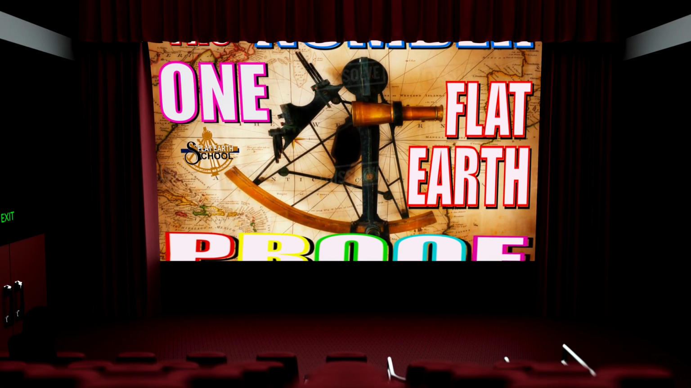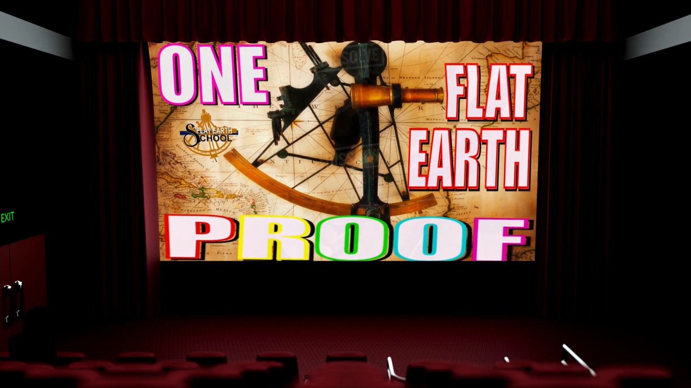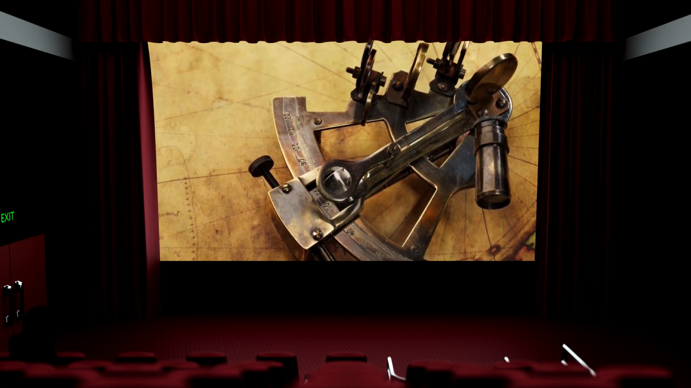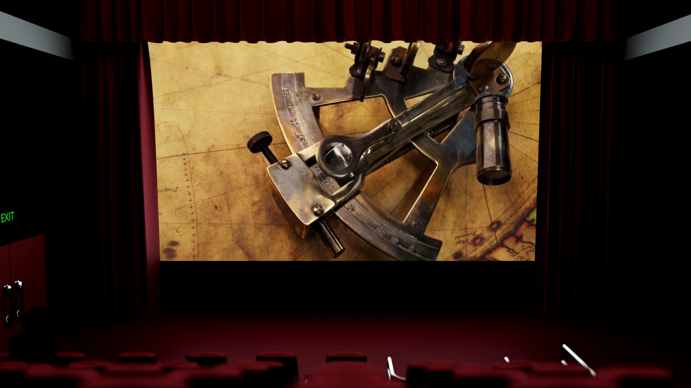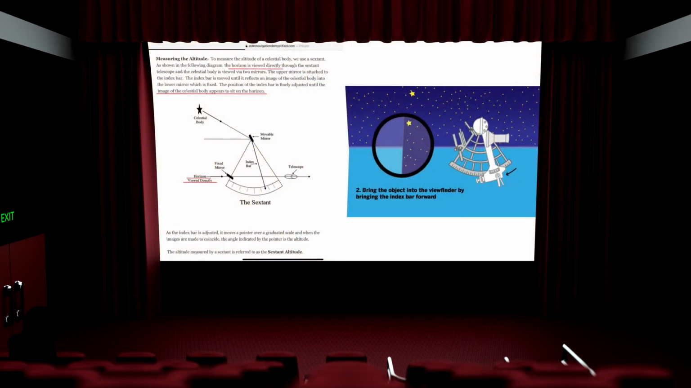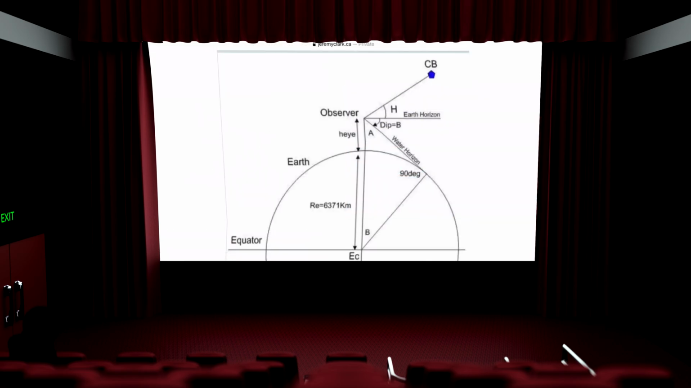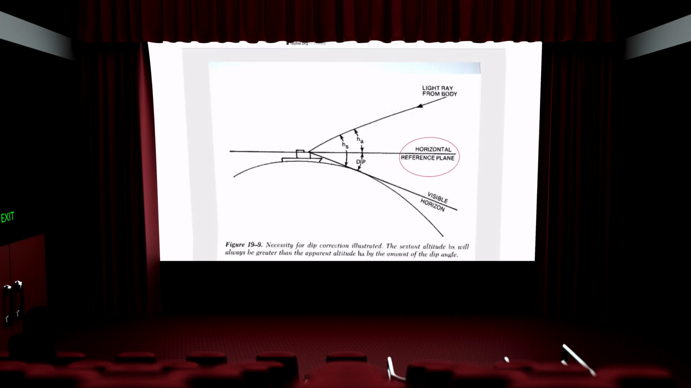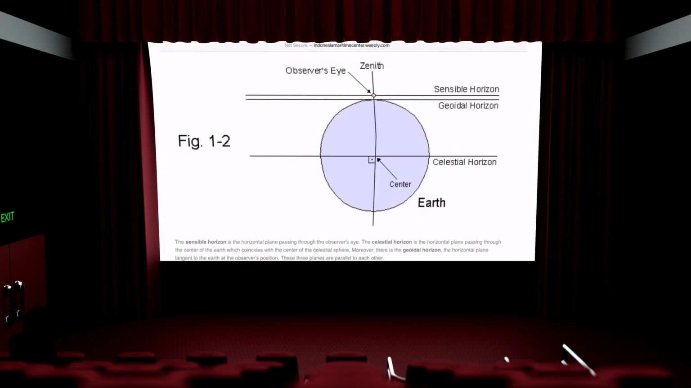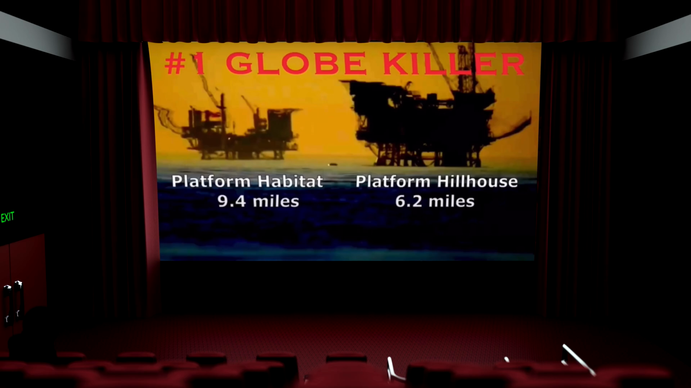The premise to this starts with the sextant, and how we use the sextant in celestial navigation. We look directly through the sextant at the horizon. But if you live on a globe, what horizon are you actually looking at, Globers? Is it the Earth horizon? The water horizon? The horizontal reference plane? The visible horizon? How about the sensible horizon? The geodal horizon? Or the celestial horizon? Well, it's certainly not the geometric horizon, Earth curve.